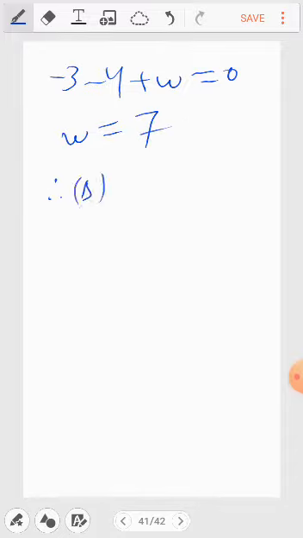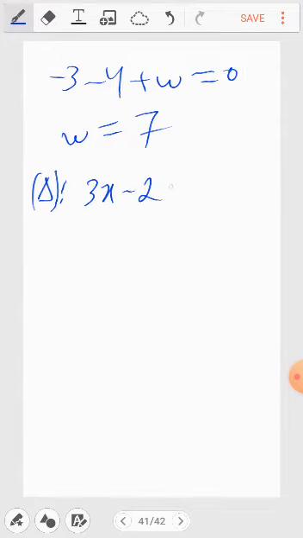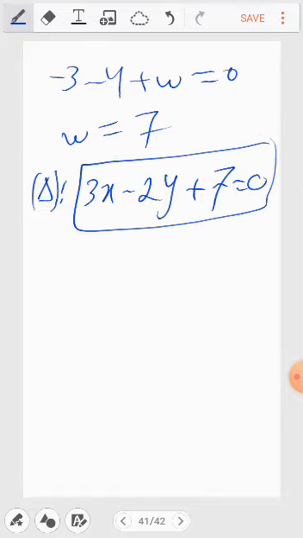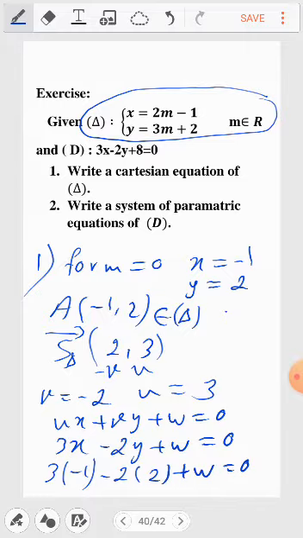Therefore delta becomes in its Cartesian equation, especially in standard form, delta is 3x minus 2y plus 7 is equal to 0. This is the Cartesian equation, يعني in Cartesian coordinates x and y. Now the next part 2.